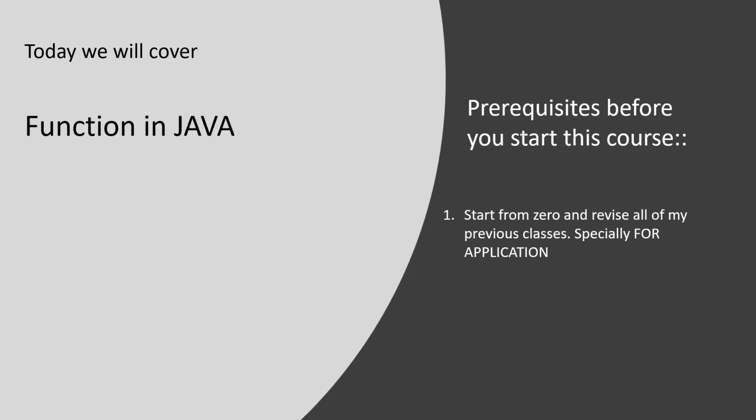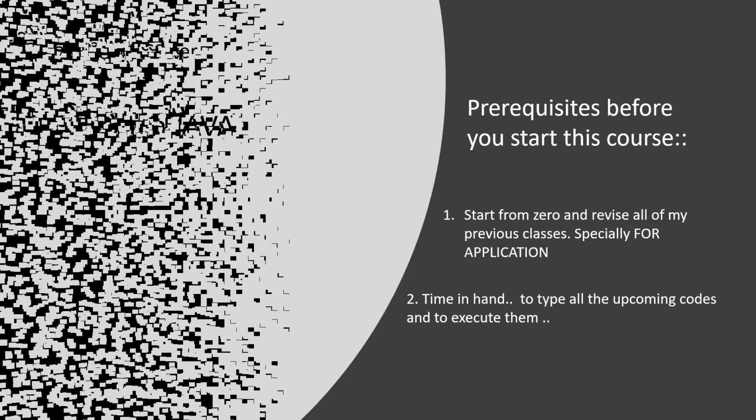Prerequisites are the programs we have already done in our playlist. We can go through all the classes we have done, and especially the for application class will be important. If it is your first class, I will request you to go to the for application class. For application means the 3.3 class. Obviously you have to revise all those programs by yourself. You need to practice and write all those programs by yourself, then only it will be okay.